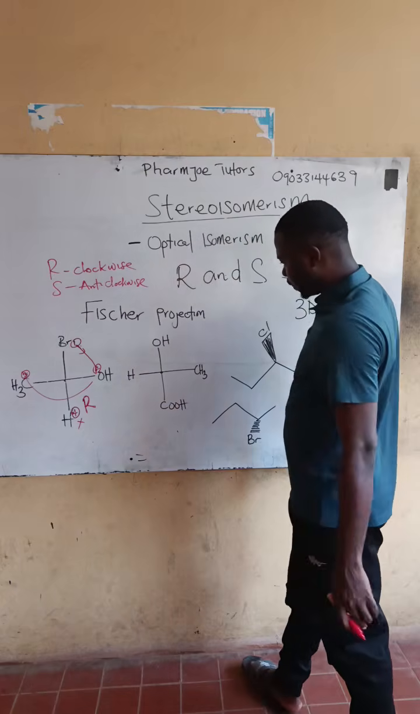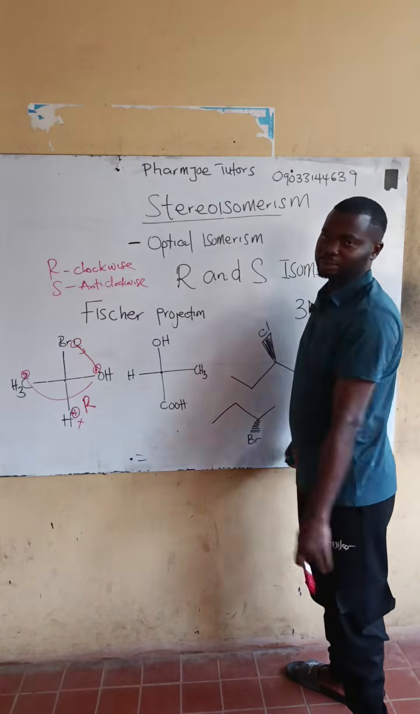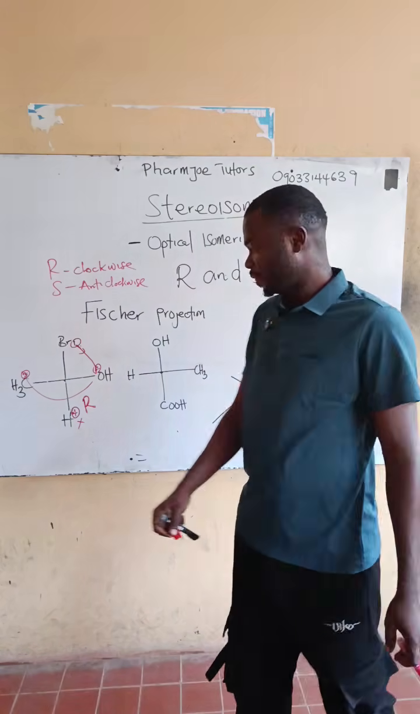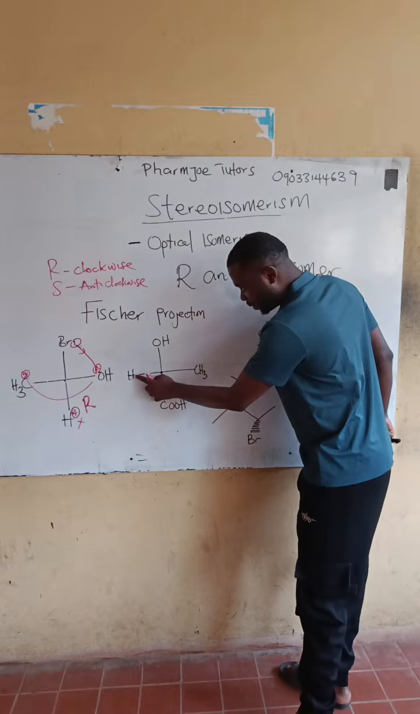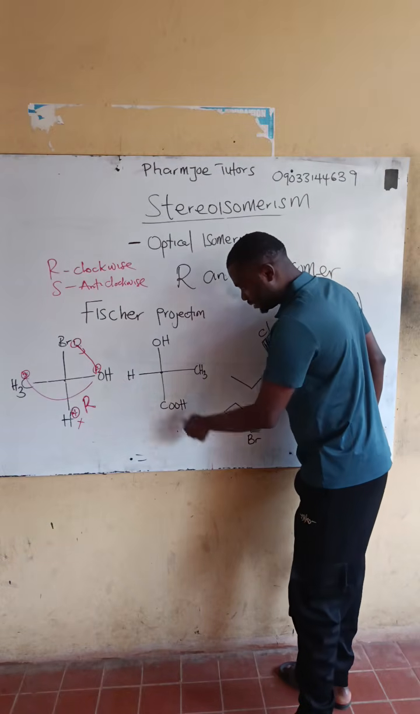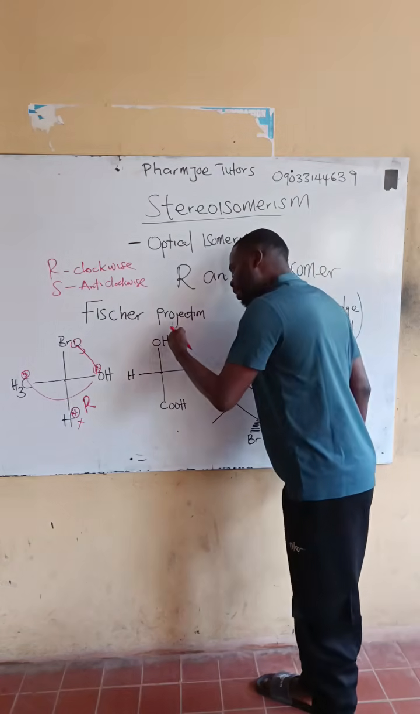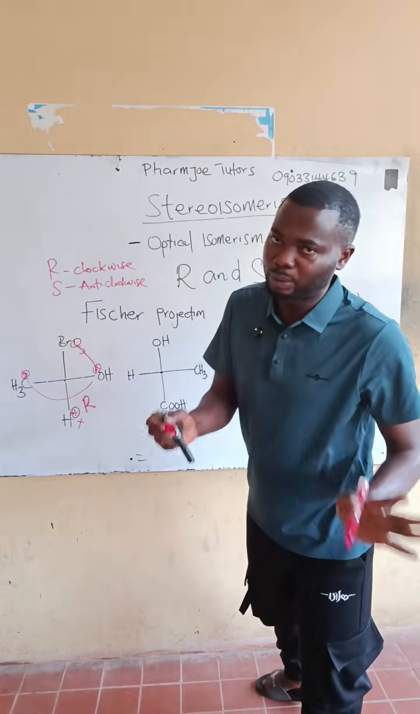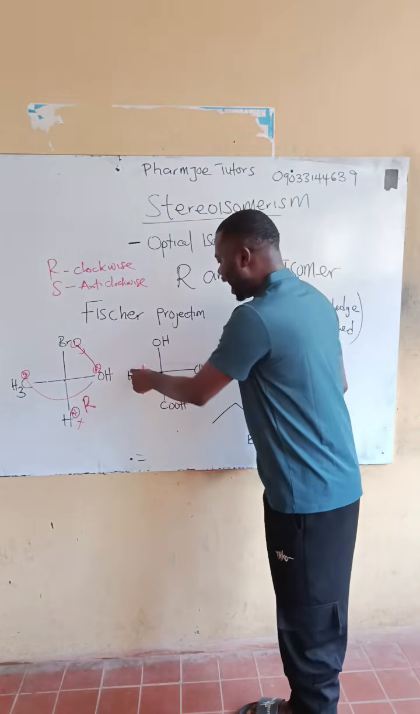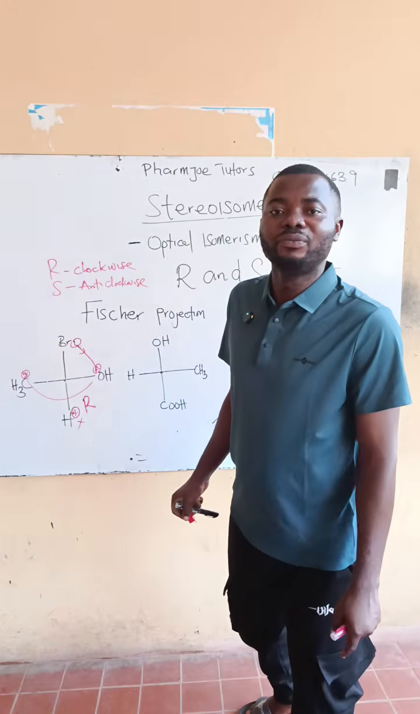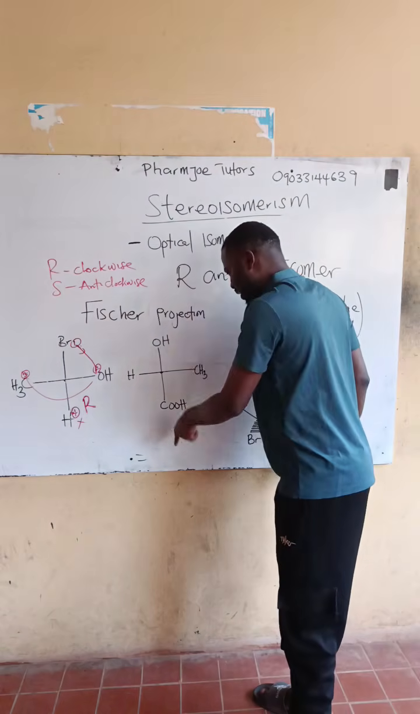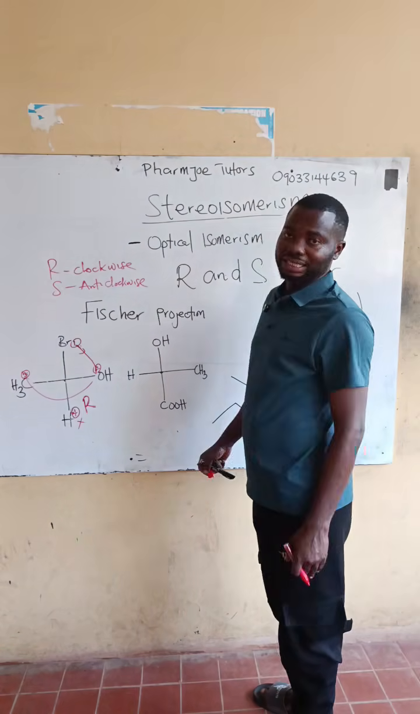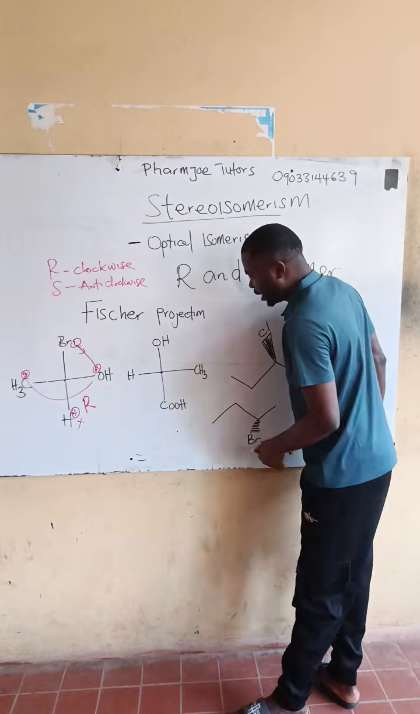Now, let's go to this one. What do you notice about this Fischer's projection? You should be able to do this now. Firstly, you notice that our hydrogen is not on the vertical line, meaning it's not pointing away from us. It's on the horizontal, and horizontal means it's pointing towards you. But the rule says that hydrogen must be pointing away from us; it must be on the vertical line. In this case, it's not. What do we do? Let's first assign the priorities.